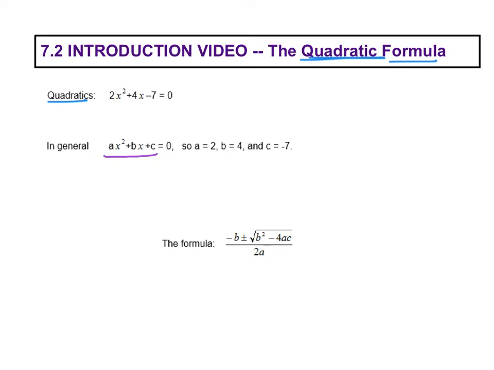So if we look at our quadratic above, a is going to be the number in front of the x squared, so a is equal to 2. B is going to be the number in front of the x, so b is equal to 4. And c is going to be the number off on the end that does not have the x, it's our constant term, so we can see c is a negative 7.